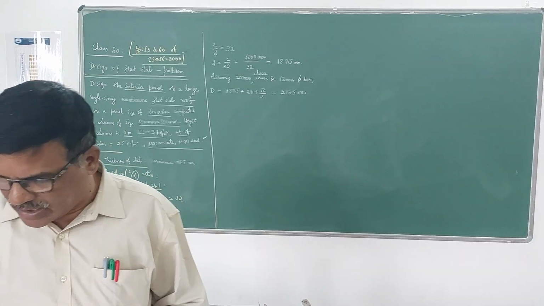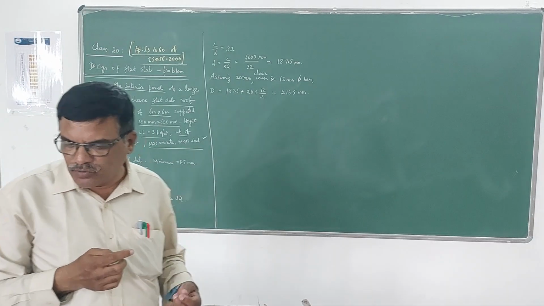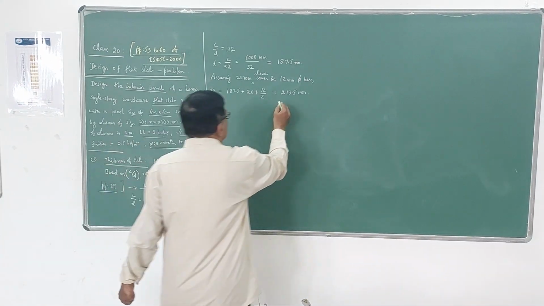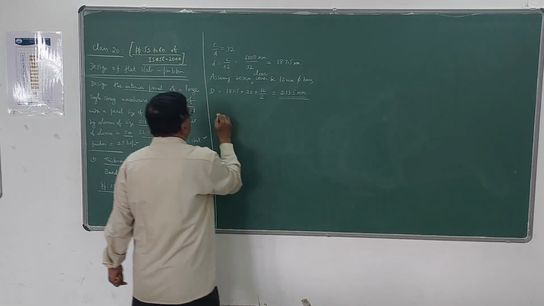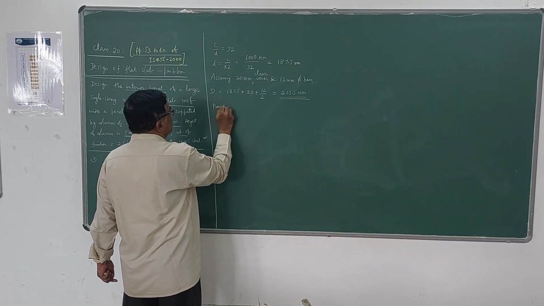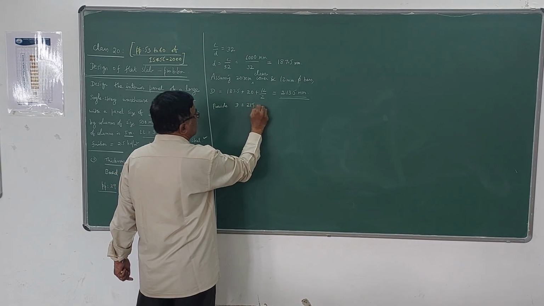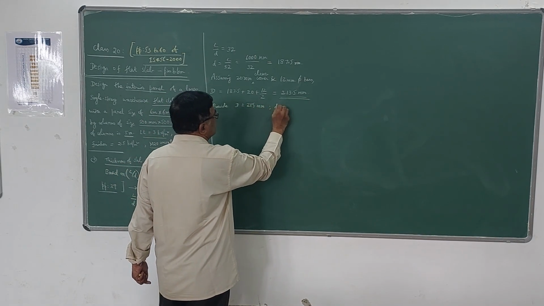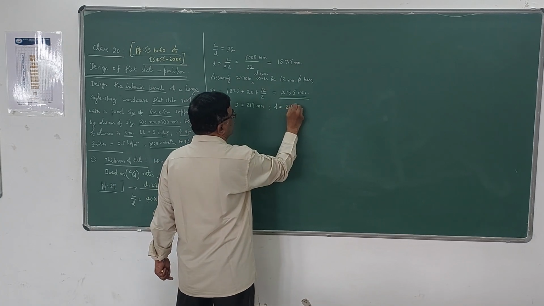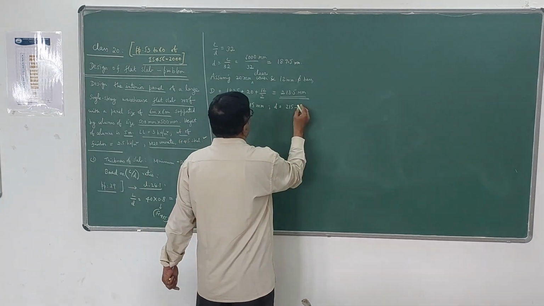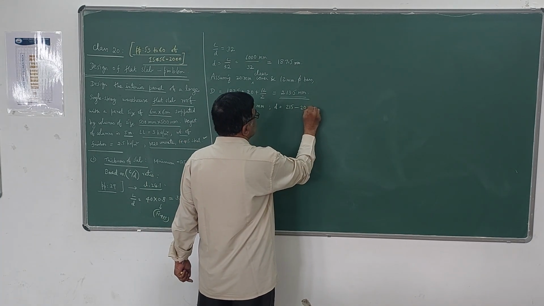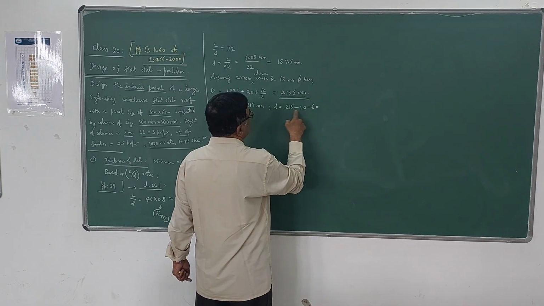Now let us provide a depth of 215. Okay. So this is the required depth. We will round it off. D is equal to 215 mm. Then small d becomes how much? 215 total depth minus clear cover minus diameter of the bar. So it becomes how much?